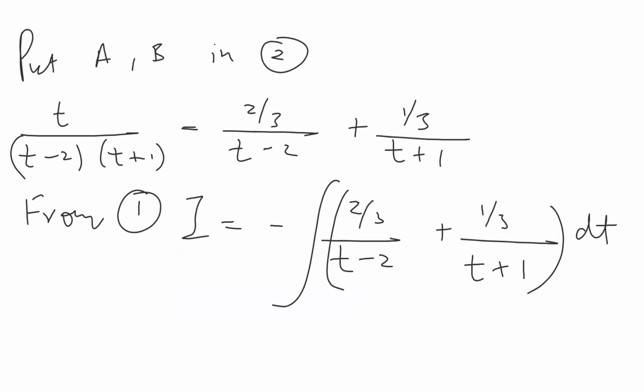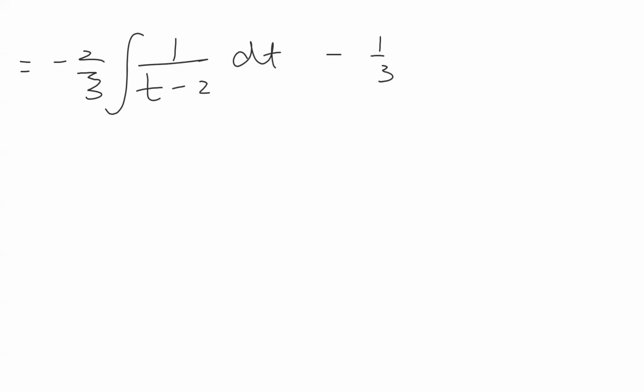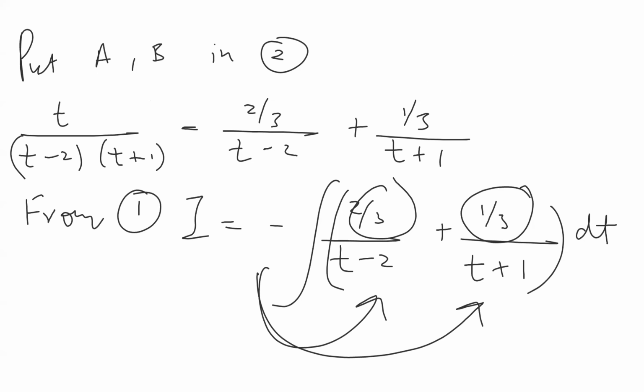Okay. After this, I'll go ahead with individual integration, but then take this minus sign to both the terms and take the constants outside the integration sign. So minus 2 by 3 integration of 1 upon t minus 2 dt minus 1 upon 3 integration of 1 upon t plus 1 dt. Right? I've given the minus sign to both the integrals and taken the constants outside. Fine.